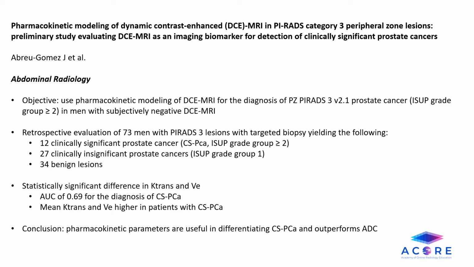They showed a statistically significant difference in the K-trans and the VE with an AUC of 0.69 for the diagnosis of clinically significant prostate cancers for both parameters. The authors conclude that pharmacokinetic parameters are useful in differentiating clinically significant prostate cancer and outperform ADC.